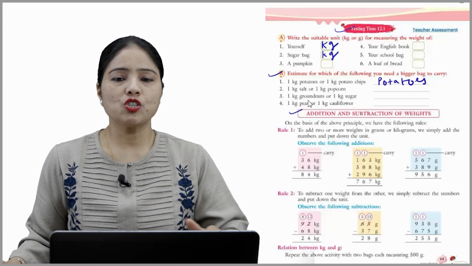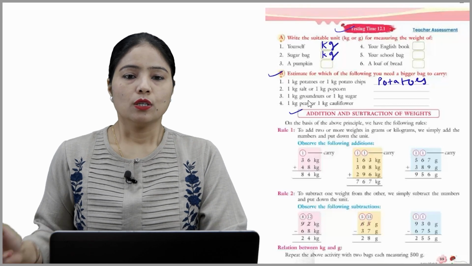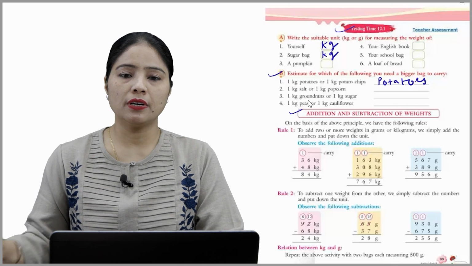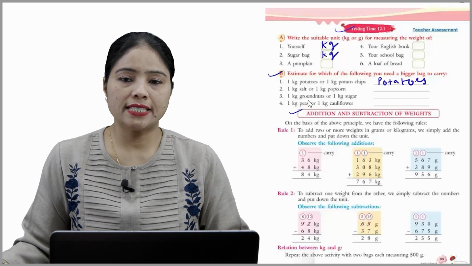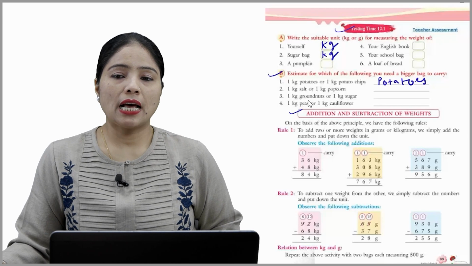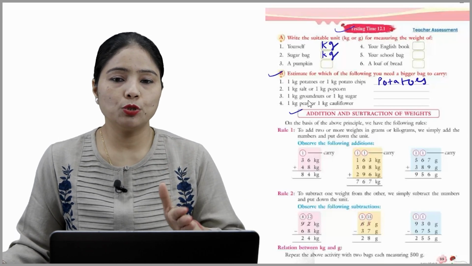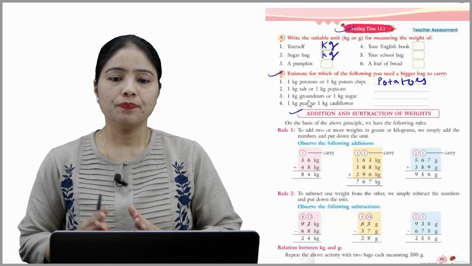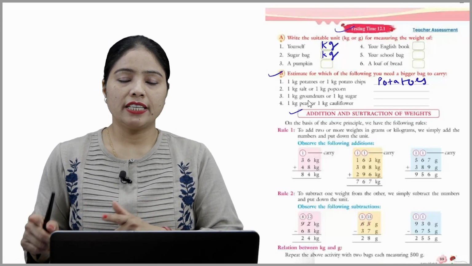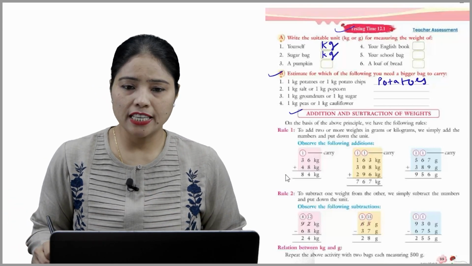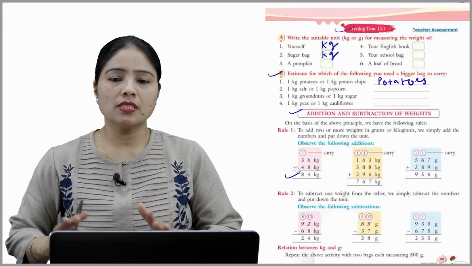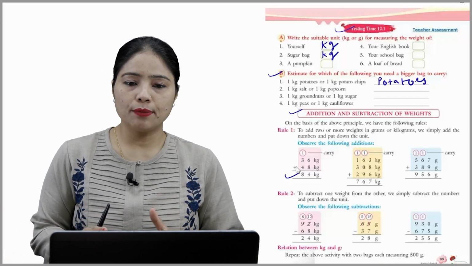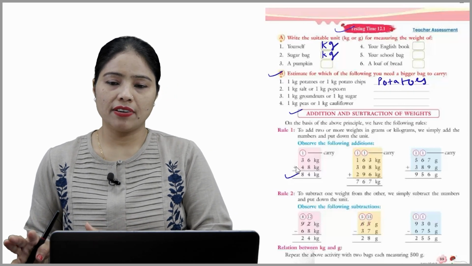This is additions and subtractions of weights. On the basis of the above principles, we have the following rules. Rule number 1, to add 2 or more weights in grams or kilograms, we simply add the numbers and put down the units. Observe the following additions. So here it is given 36 kg and 48 kg. How much is it? Yes, 84 kg. Similarly 163 kg, 308, 296. Now add it simply. So 767 kg.